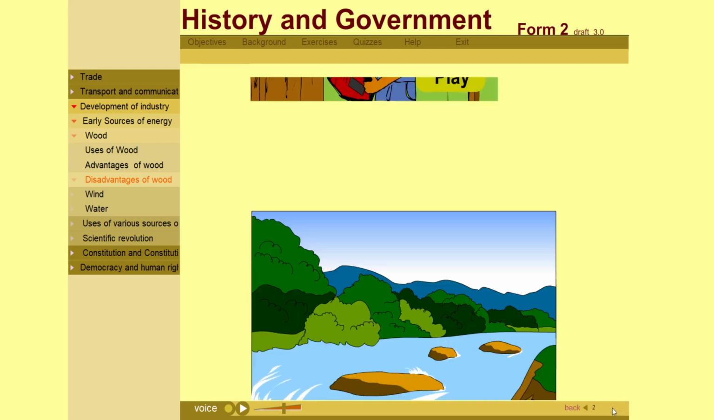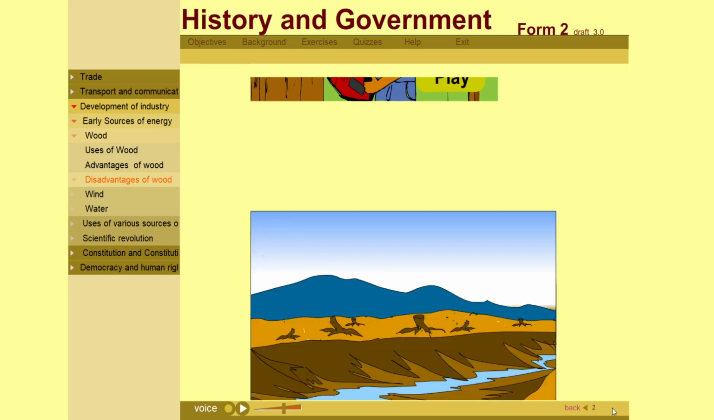The animation provided indicates that the forest is the catchment area of this river. The river volume reduces due to the constant cutting of trees.